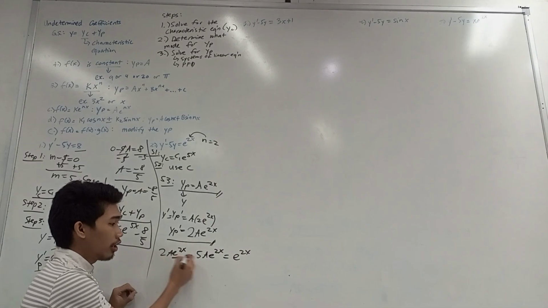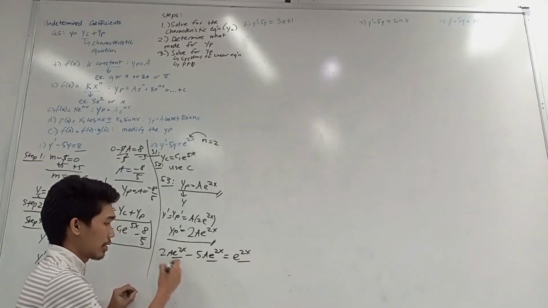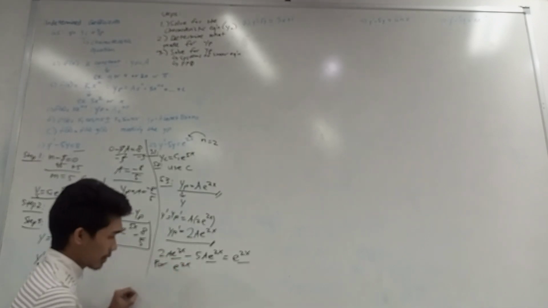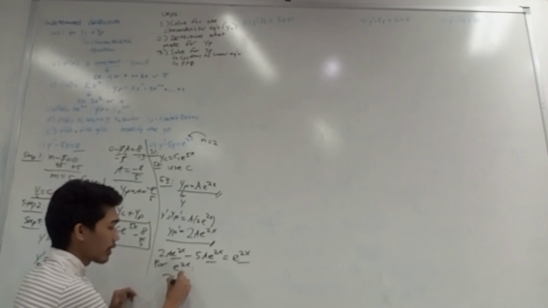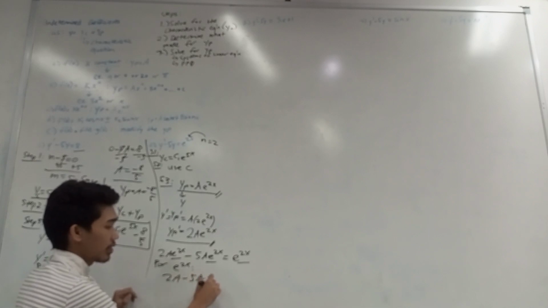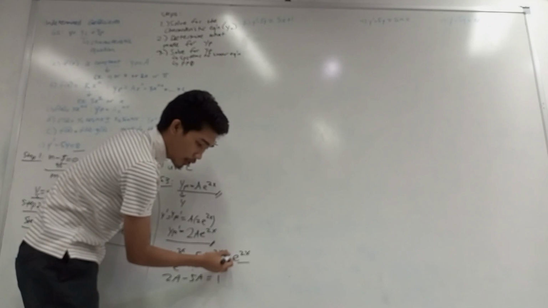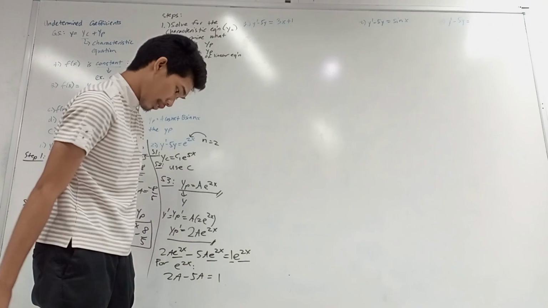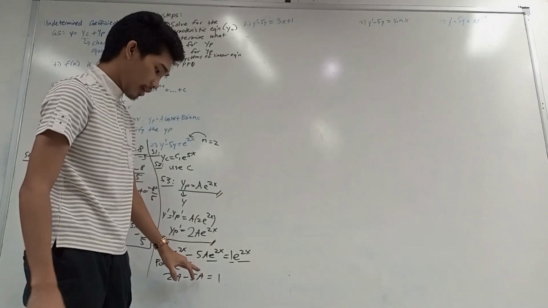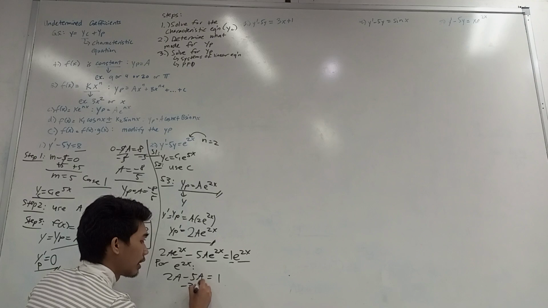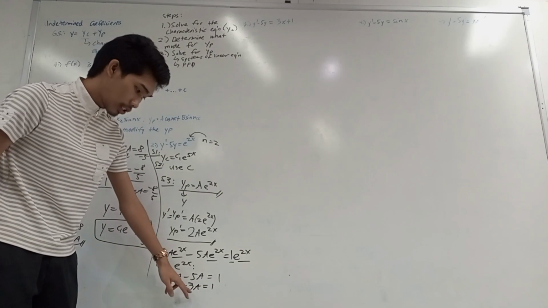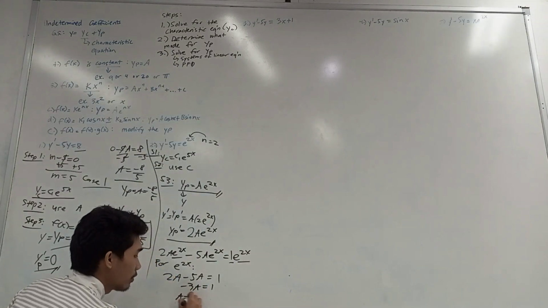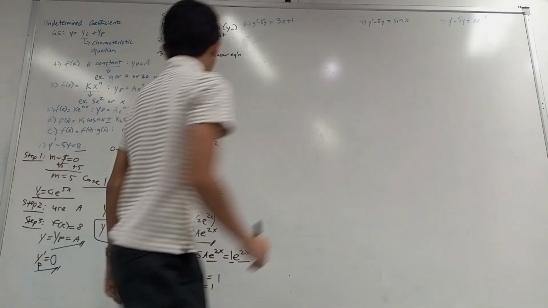Kita natin na all of them have e raised to 2x. So, for e raised to 2x, so meron tayong 2a minus 5a is equals to 1. Kita man natin na meron man tayong 1 dito na constant. So, 1e raised to 2x. So, 2a minus 5a is negative 3a equals to 1. Solving for a, meron tayong a is equals to negative 1/3.